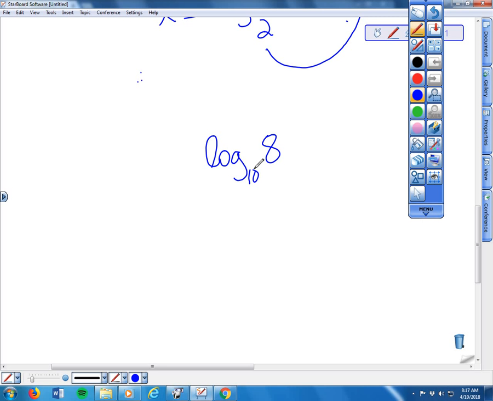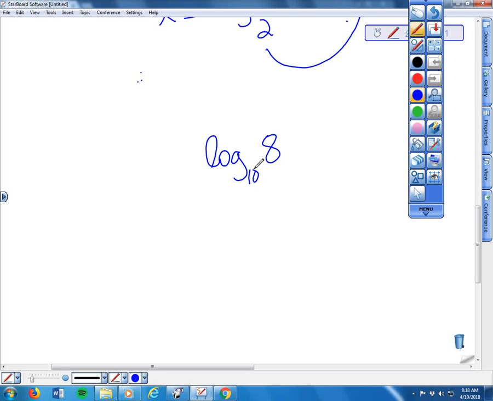If I want to figure out what log base 10 of 8 is in the calculator, I'm going to use that log button, because the log button in the calculator is always log base 10. No other base. That log button here is log base 10. So if I want to find log base 10 of 8, I'm just going to put log and put 8 in. Log base 10 of 8 is 0.903.